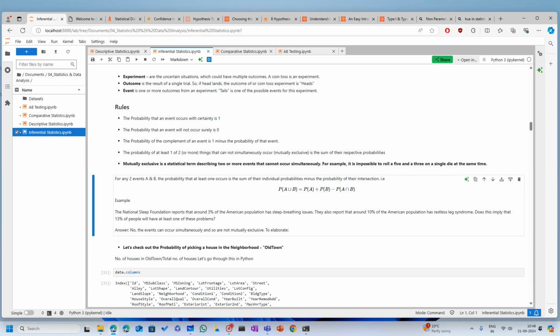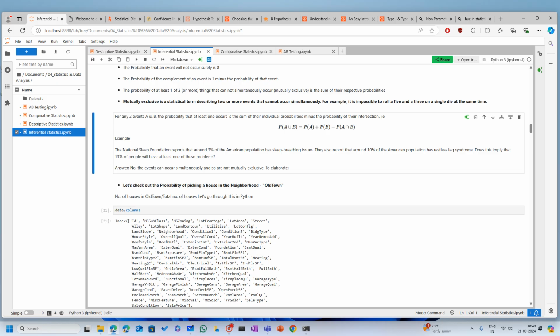Okay, so for any two events A and B, if you want to calculate the probability that at least one of them occurs, you need to know the probability that both of them occur. Likewise, you can calculate the probability that neither occurs, or whatever the common factor is between them, and substitute into this formula.